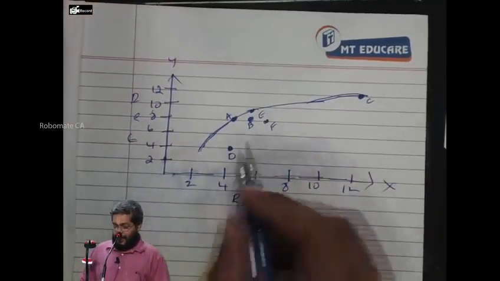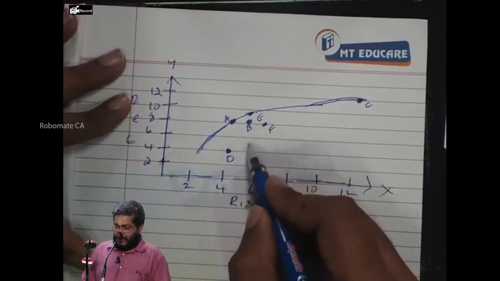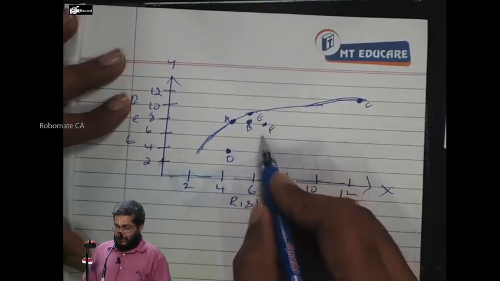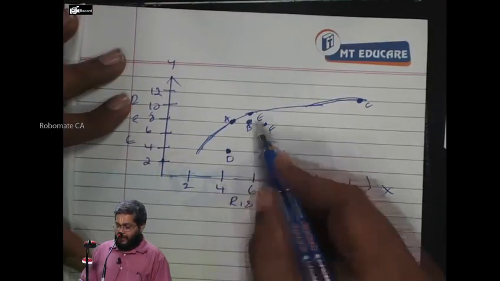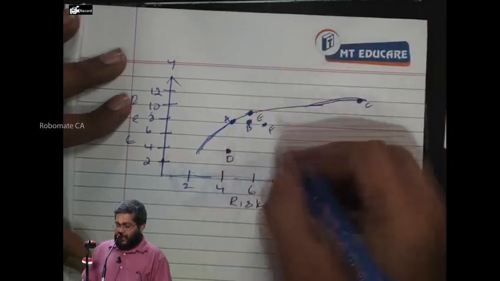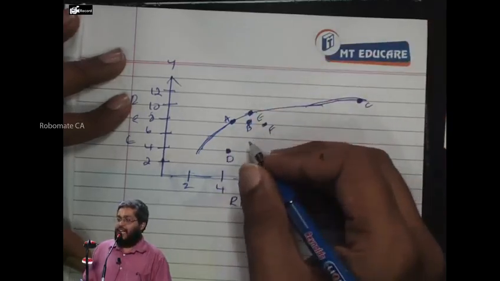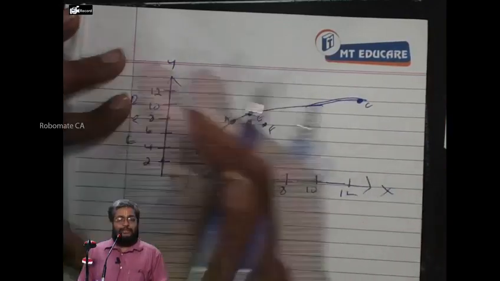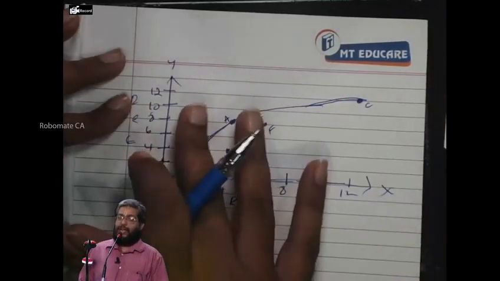Can I proceed or not? Now, tell me, D, B and then F. These three securities are inefficient. Why is it inefficient? It falls below the efficiency frontier. Right or not?